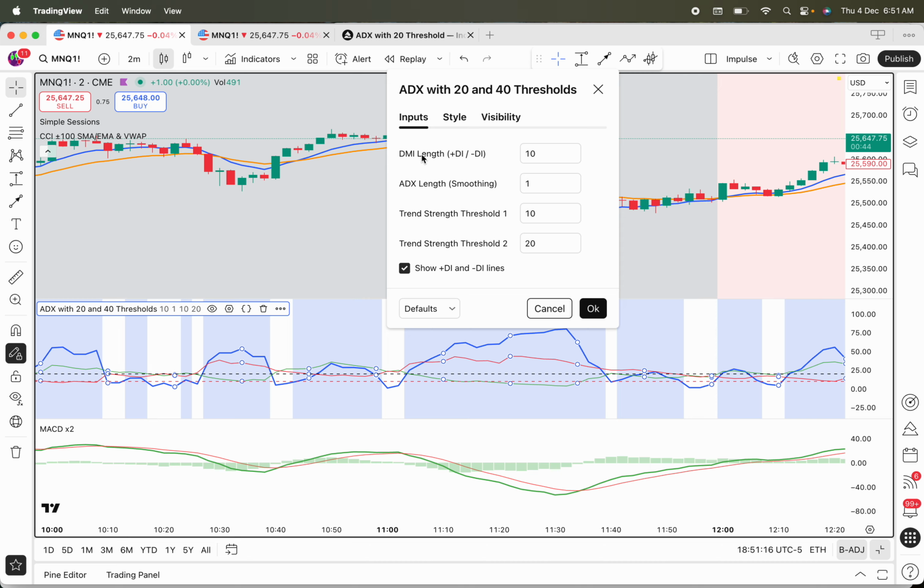When you get my indicator, the DMI length is 14 and the ADX is 14. This threshold is set at 20 and this one here is set at 40. So these are the settings for this scalper.